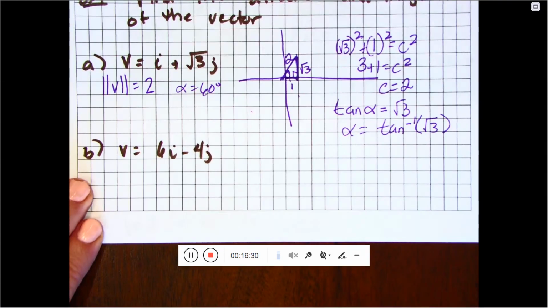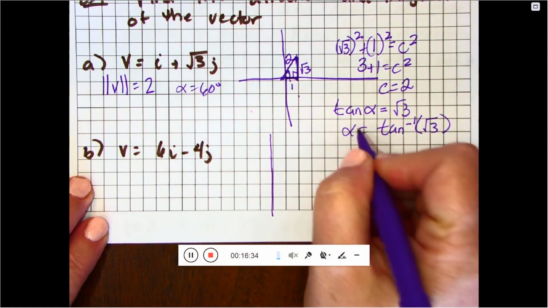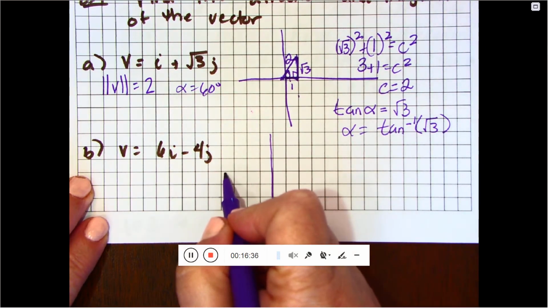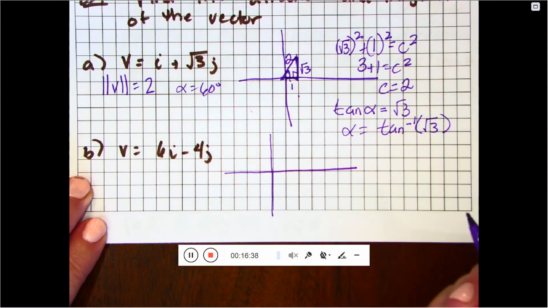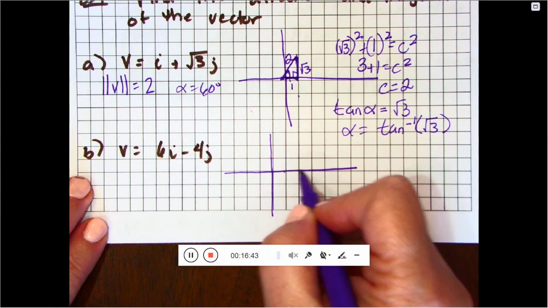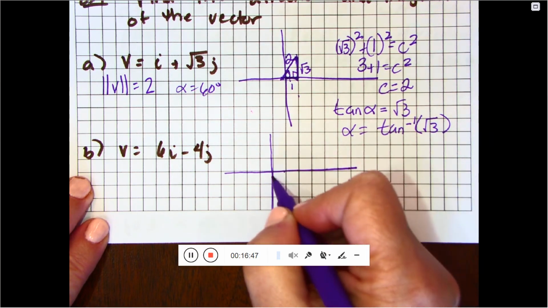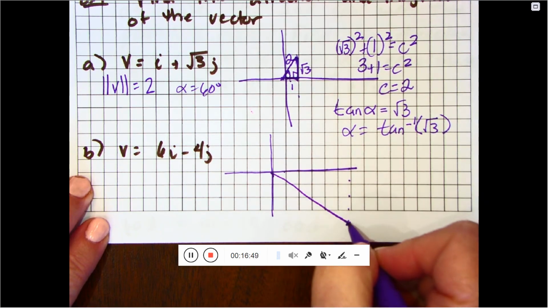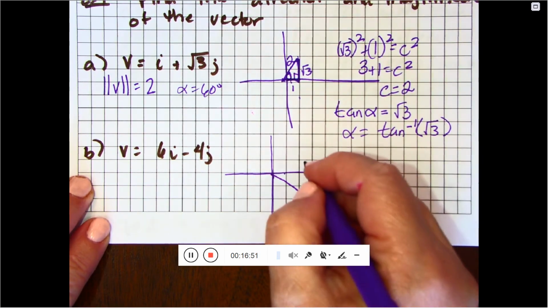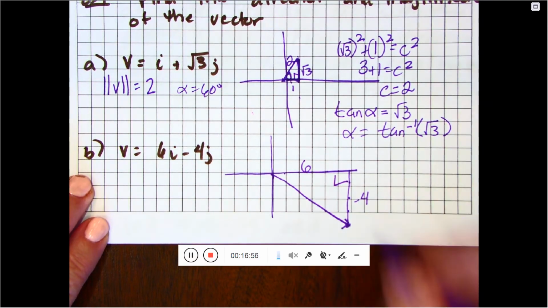So now this one's going to be a little different. And you usually want to use tangent, by the way, to do these. Okay, so this is going 6 in the horizontal. 1, 2, 3, 4, 5, 6. 1, 2, 3, 4. Never leave myself enough room. So this is 6, and this is -4. Got a right angle right there.